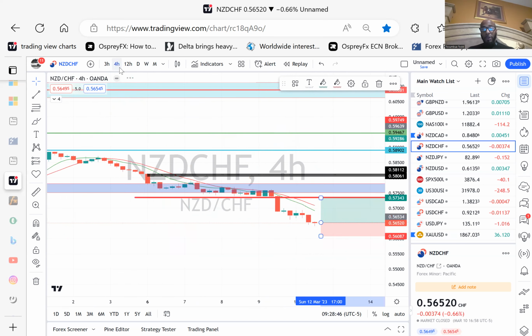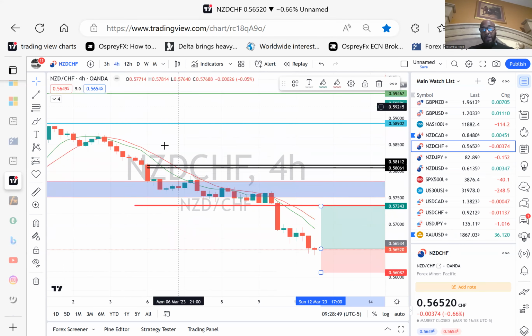If I drop down to the 4 hour, see how it lines up pretty neatly to this 4 hour order block. So maybe we'll get price to retest this 4 hour order block. If it goes further than that 4 hour order block, there's other order blocks here, like this one here, that has not been tapped into, right?